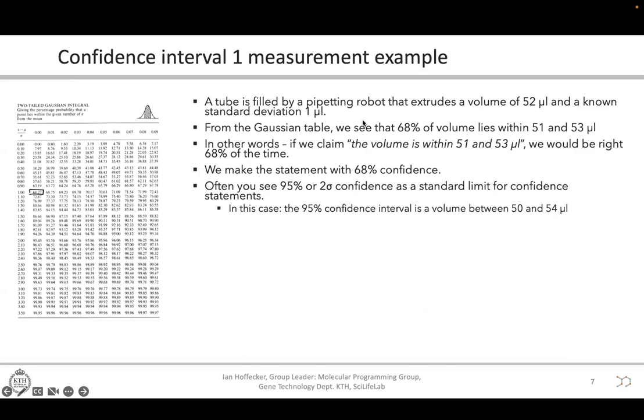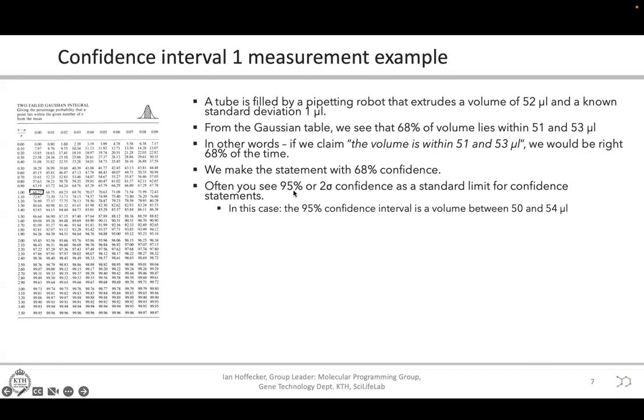So a confidence statement could take the form of, for example, the true volume is within 51 and 53 microliters. And this statement would be correct 68% of the time. That's another way we could say that. Or we could state this as, we make the statement with 68% confidence. So that's for 1 standard deviation.